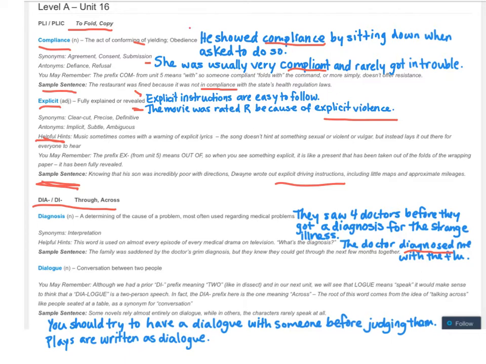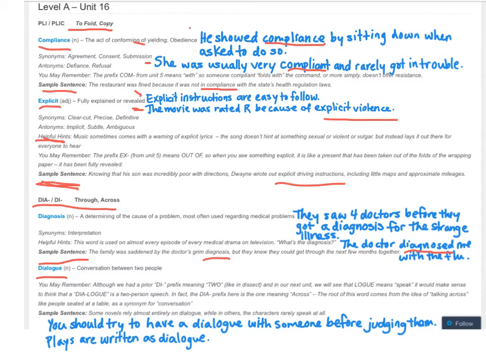Your sample sentence here is, the family was saddened by the doctor's grim diagnosis, but they knew they could get through the next few months together. So whatever that diagnosis was, it was not good. Your second dia word is dialogue, which is conversation between 2 people.